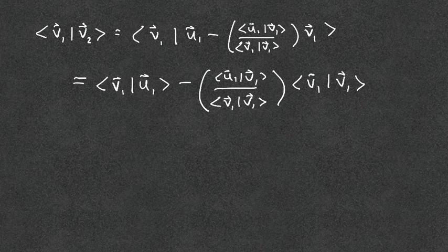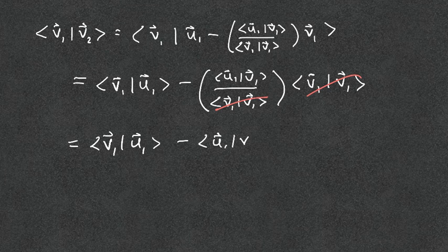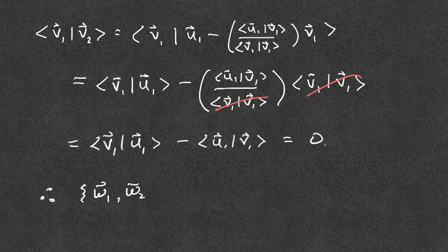We just have wonderful little algebraic relationships. Our v1s cancel out, and so we're left with our v1 inner product with u1 minus our u1 inner product with our v1, which by our symmetry relations gives us 0. So v1 and v2 are going to be orthogonal, and hence we have that our w1 and w2 are orthogonal.